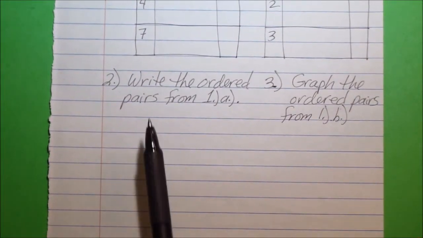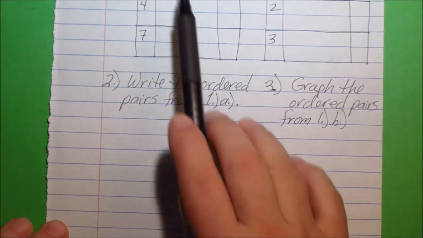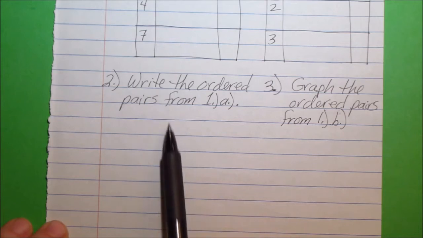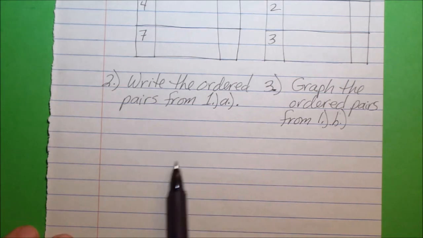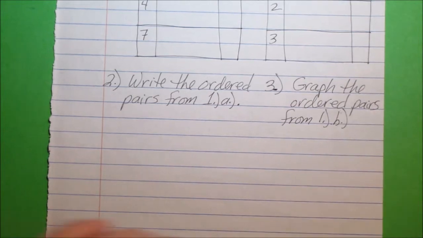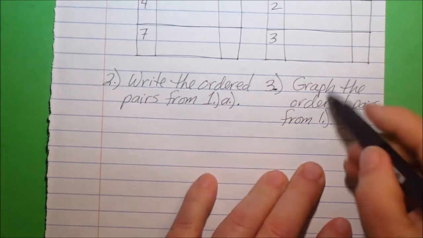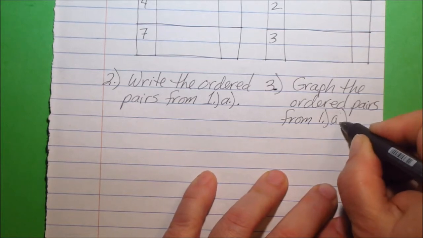Okay, and then 2 and 3, on number 2, you're going to write the ordered pairs from 1a. That means from the table directly above. Write the ordered pairs here. And then 3, you're going to graph the ordered pairs. I'm going to change this. I don't like that. You're going to graph the ordered pairs from 1a.